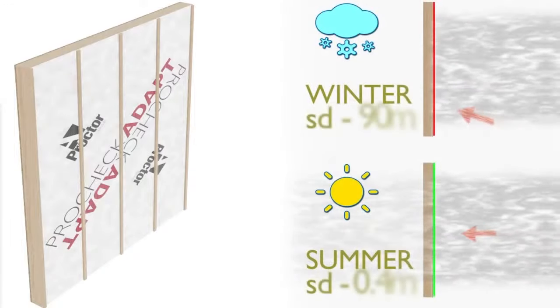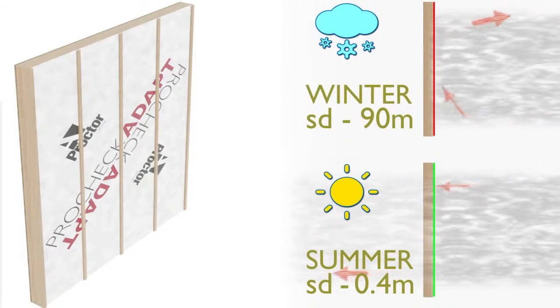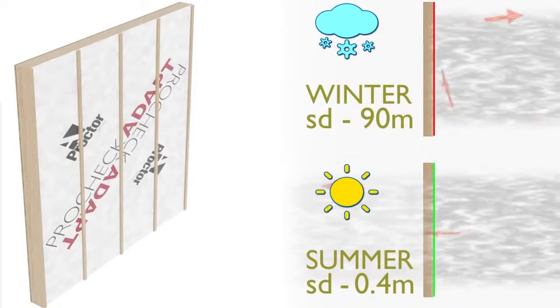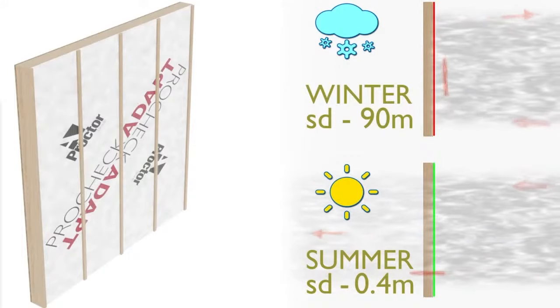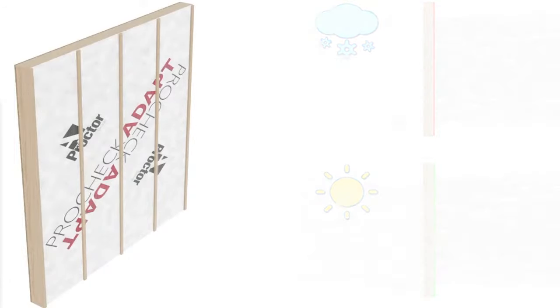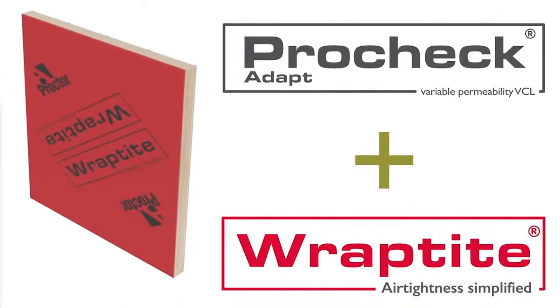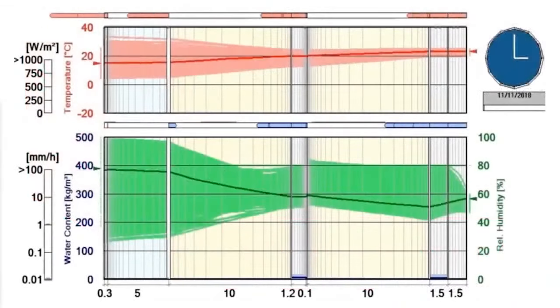The ProCheck Adapt varies its resistance to moisture vapour according to the environmental conditions, becoming more resistant to vapour ingress in winter when condensation risks are highest, and then less permeable over the summer to facilitate drying out and allowing a more breathable construction. Used alongside Raptite, ProCheck Adapt provides an additional level of protection against both air leakage and moisture issues. Any moisture that does not make it into the construction as a result of damage during installation can easily dry out in either direction, while the movement of air is reliably restricted by the external air barrier.